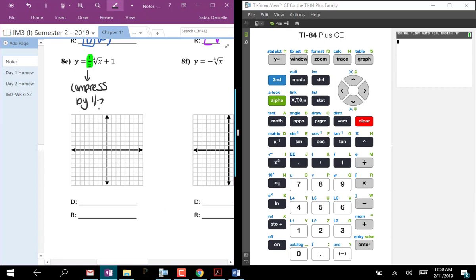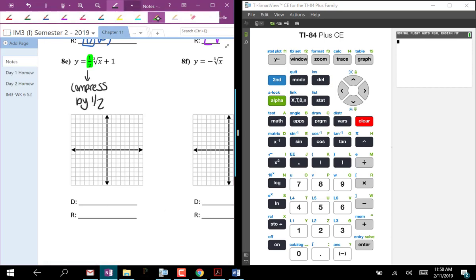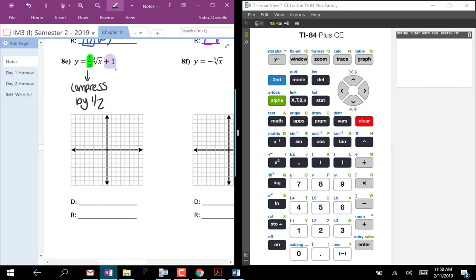Compress by 1/2. What does the +1 mean? Careful. It's not inside, it's outside. So are we going to be moving up or down? Up 1. So the only thing that I can do is go up 1. You can't really compress by 1/2. Okay, so I'm going to go up 1 here. Okay, that's going to be like the points that you want to start working with.